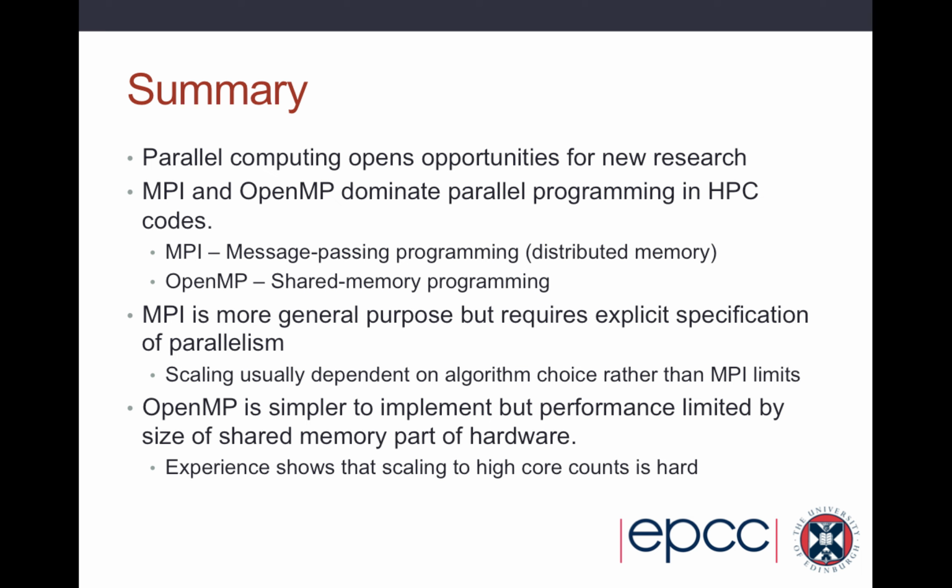MPI and OpenMP dominate parallel programming in HPC codes. MPI for message passing programming, distributed memory, and OpenMP for shared memory programming. And MPI is more general purpose, and it requires explicit specification of parallelism, but the scaling is usually dependent on your algorithm choice rather than the inherent limits of MPI itself. OpenMP can be simpler to implement, but the performance is generally limited by the size of the shared memory part of the hardware. And experience has shown that scaling to high core counts using pure OpenMP is very difficult.